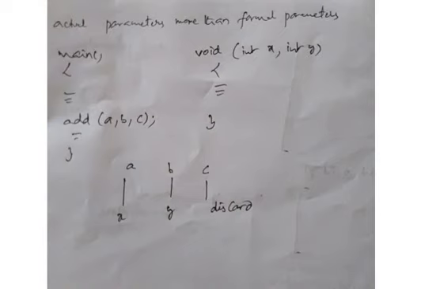So what happens if actual parameters are more than formal parameters? Look at the things clearly. a, b, c. We have 3 actual parameters, but we have only 2 formal parameters. a is passed to x and b is passed to y, and whatever the extra actual parameter will be discarded.